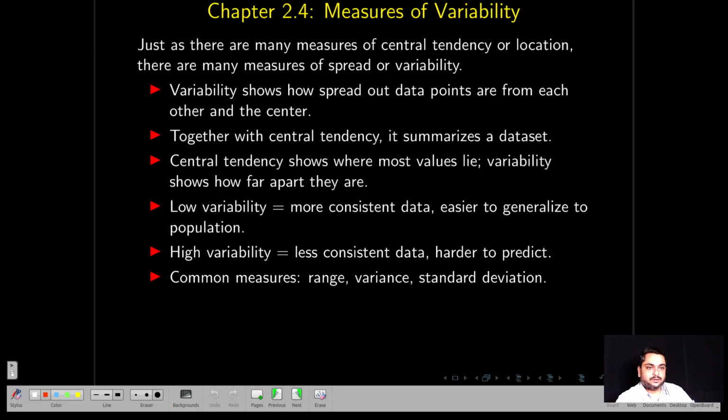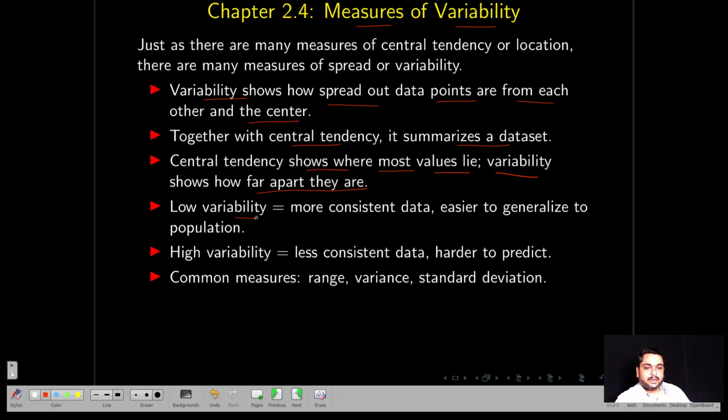Next we go to measures of variability. Just as there are many measures of central tendency, there are many measures of spread and variability. Variability usually shows how spread out data points are from each other and the center. Together, measures of central tendency and variability give you the characterization of the data set. Central tendency shows where most values lie, whereas variability shows how far apart they are.